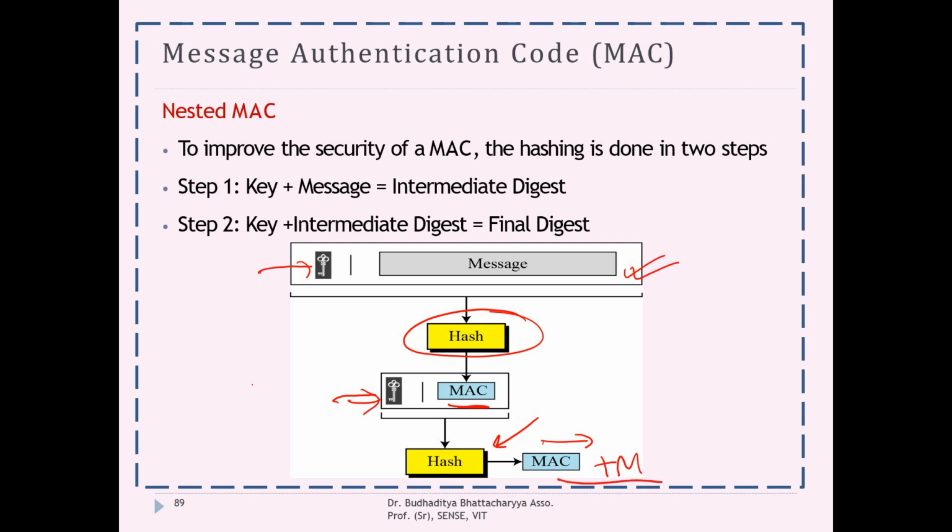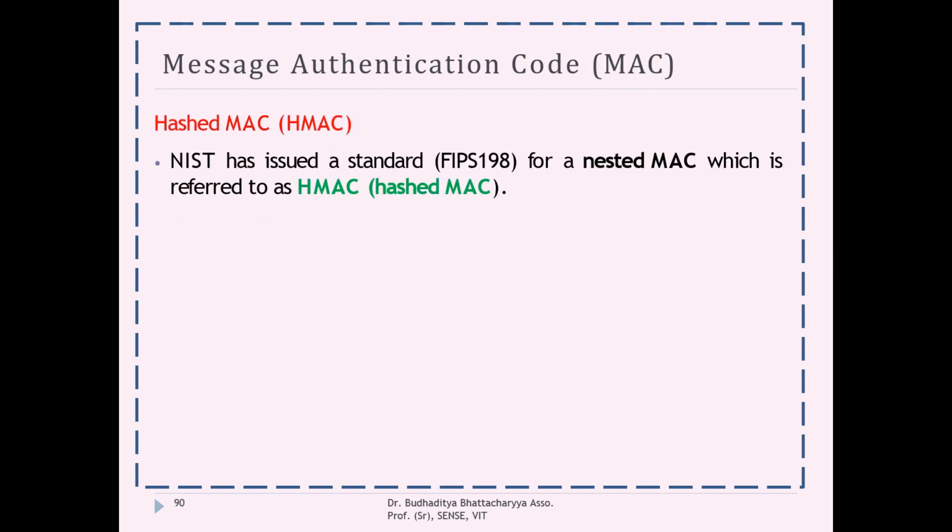At the receiver, the MAC will be segregated and the message will be segregated. The message will be tested on whether it is correct or not, based on whether the previous hash function is matching. Similarly, the MAC also needs to be checked on whether it is matching with the original one. Only if both of these authentications are correct will we consider the data authentic. So this is called nested MAC and this is called hashed MAC.